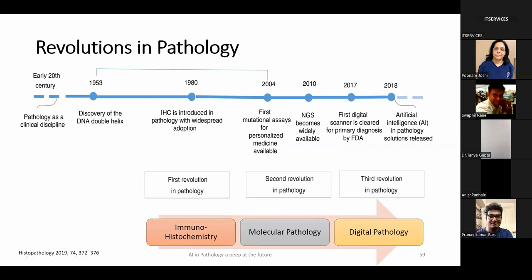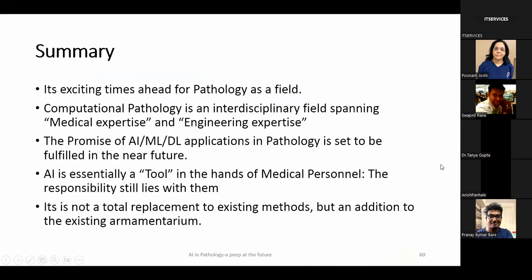And this is just a quick reminder of the timeline. And just to say that just because newer revolutions keep occurring, it does not replace the older technology. It only enhances the older technology. And AI is essentially going to do that. It is going to enhance conventional pathology, enhance genomics and other omic technologies, and in addition, introduce some methods which were previously not available to us.